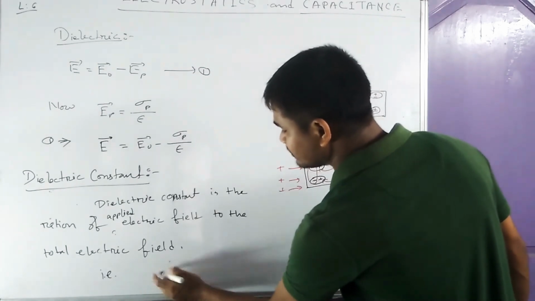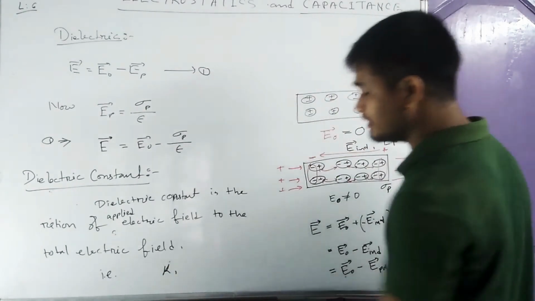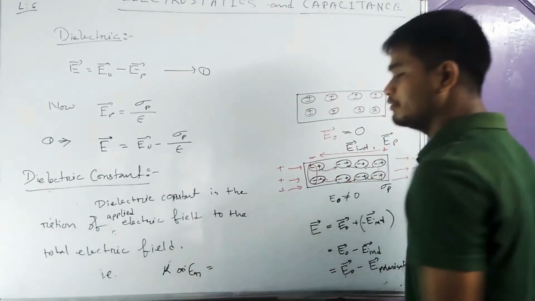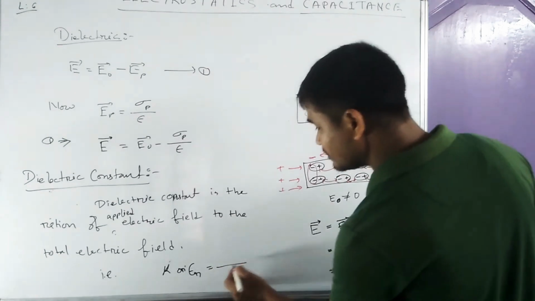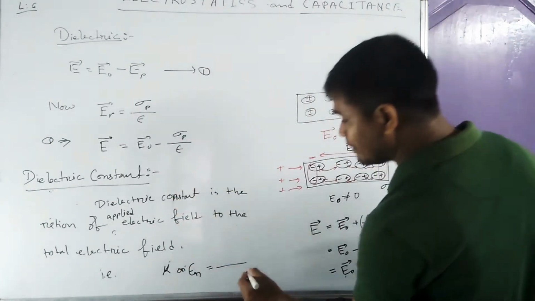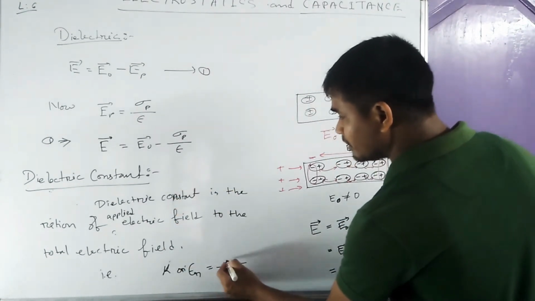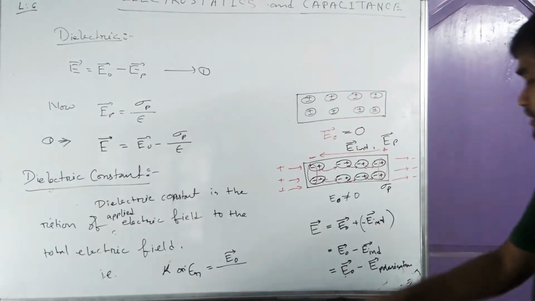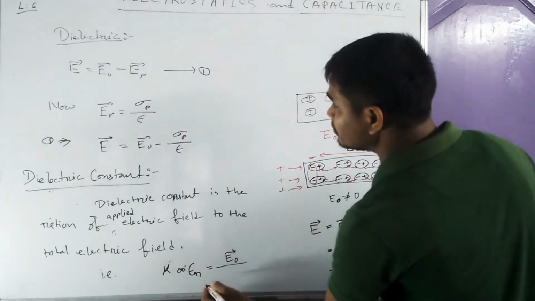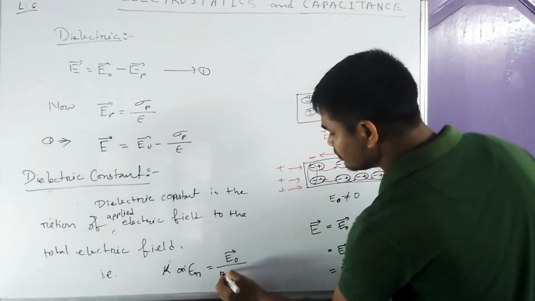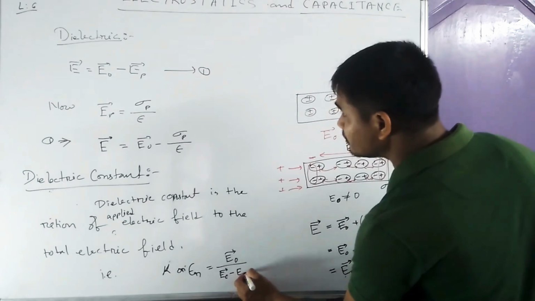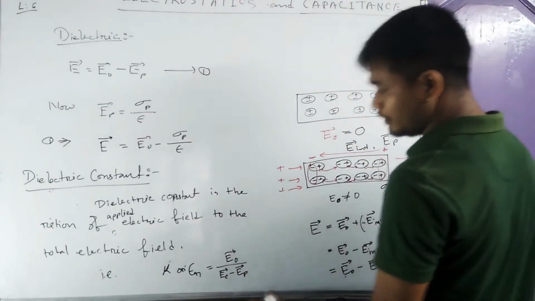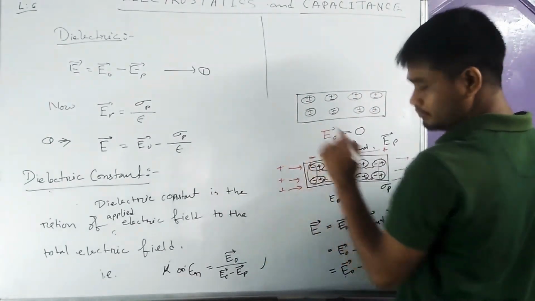Dielectric constant, we can denote as K or epsilon R. We know that dielectric constant is the ratio of the applied electric field, which is E naught here, to the total electric field. What is the total electric field? E naught minus EP. Now we can continue from here.